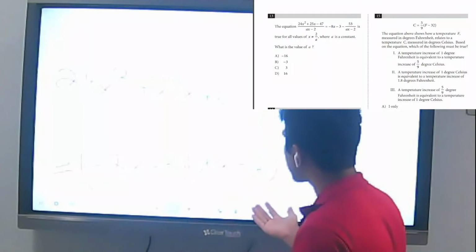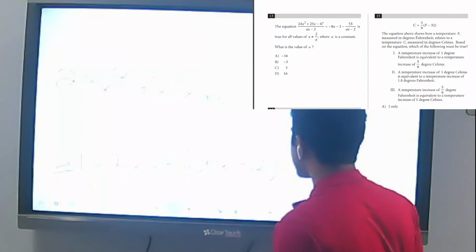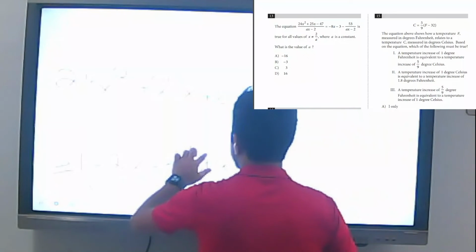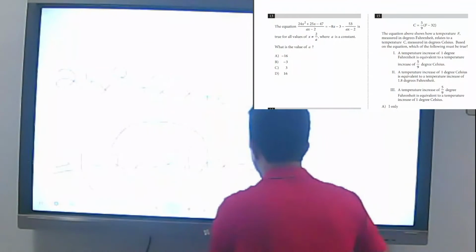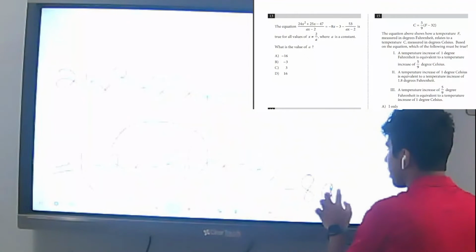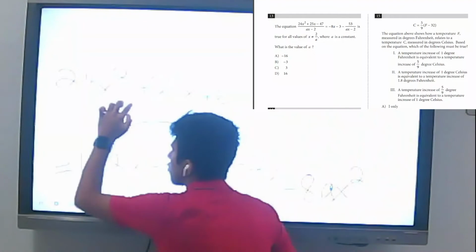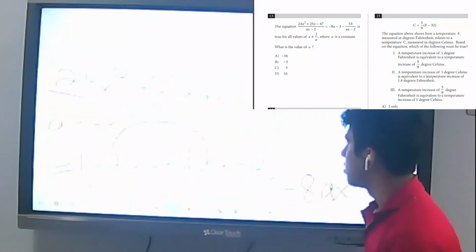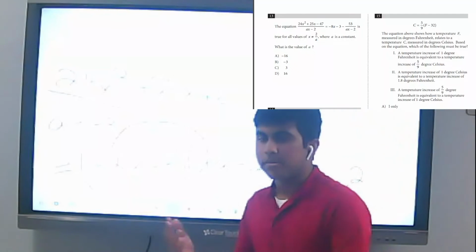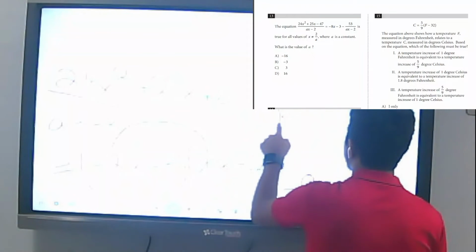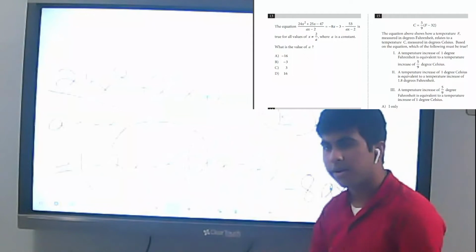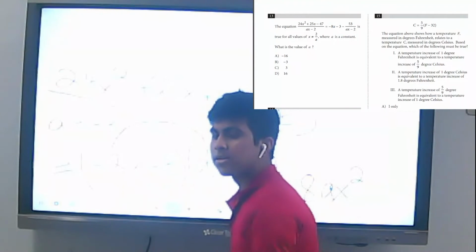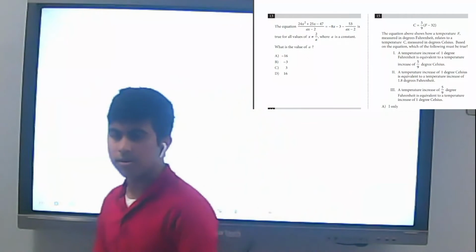Because I could FOIL this out and do everything, but I don't have to. I know that if I just multiply this and this, then I get negative 8ax squared, which is 24x squared. So a is going to equal negative 3. That is answer choice B. We didn't have to throw the whole thing out. We just took this one. It was easiest to calculate because you only had to do 2 things. And that's our answer. Let's move on to the next question.